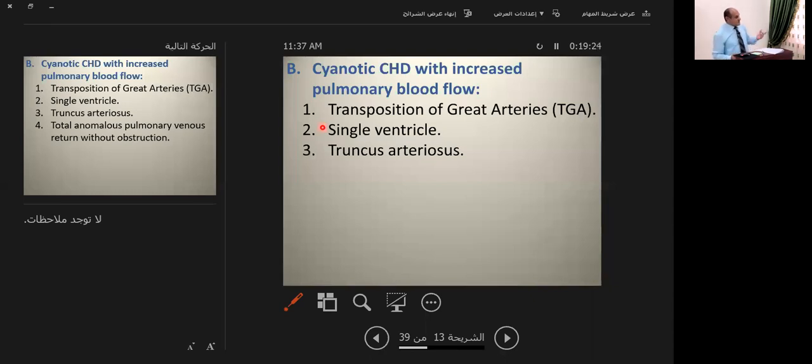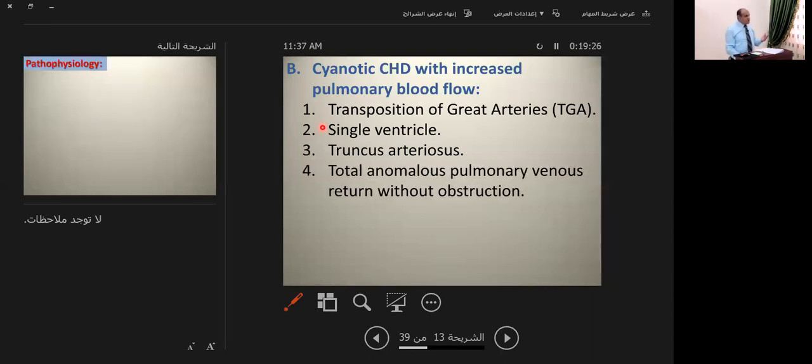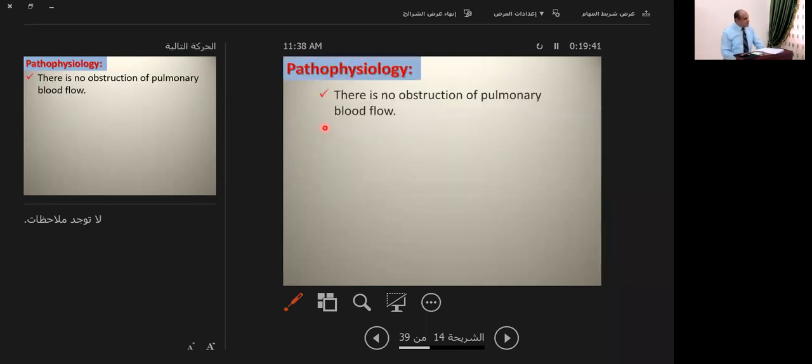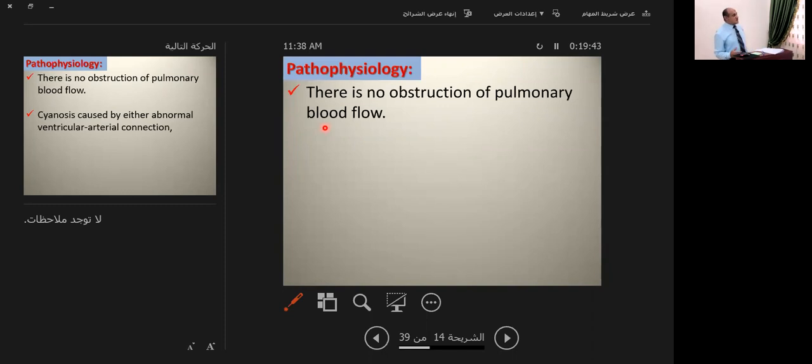Truncus arteriosus is the same, and total anomalous pulmonary venous return without obstruction. As we said, with obstruction there is decreased pulmonary blood flow, but without obstruction it will be associated with increased pulmonary blood flow. What will happen in this group? There is no obstruction of pulmonary blood flow. Cyanosis is caused by either abnormal ventriculoarterial connection or from the total mixture of the systemic venous and pulmonary venous blood within the heart.